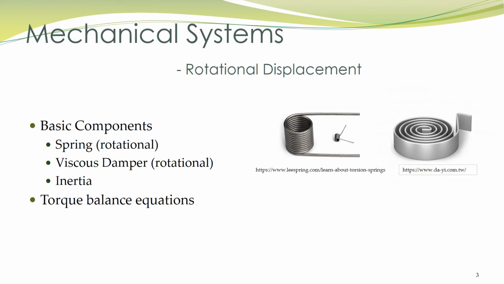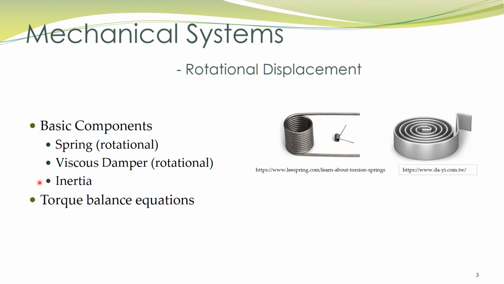Like mechanical systems with translational displacement, there are three basic components in mechanical systems with rotational displacement. These three basic components are rotational spring, rotational viscous damper, and inertia.